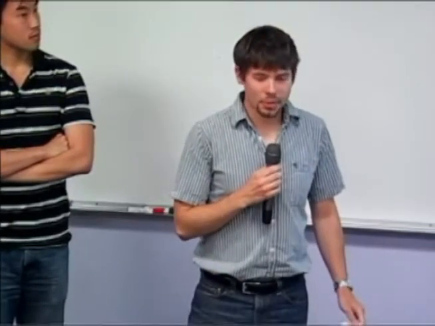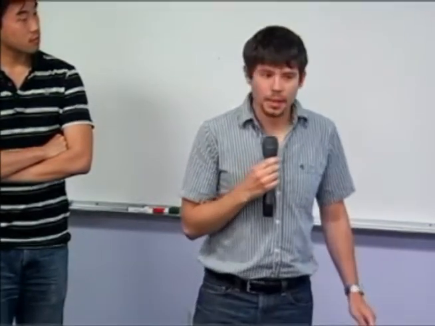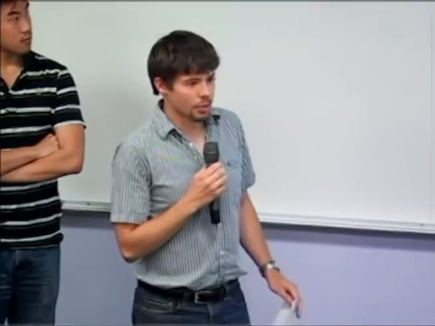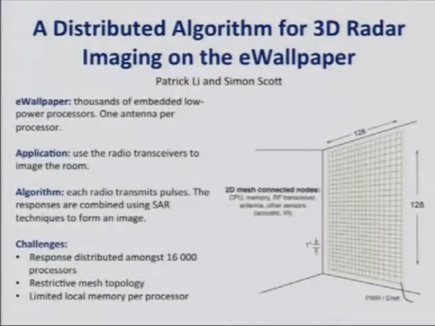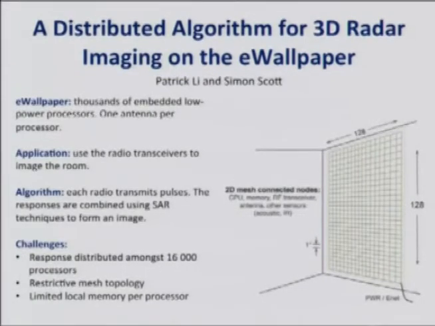Hi. So e-wallpaper is quite simply a sheet of wallpaper with a couple thousand processors embedded in the wallpaper. Now, each processor also has its own radio transceiver and antenna, and these 16,000 processors are connected together in a 2D mesh network. Now, for this project, we developed a radar imaging algorithm that allows us to form a 3D image of the room using the radio transceivers on each processor.